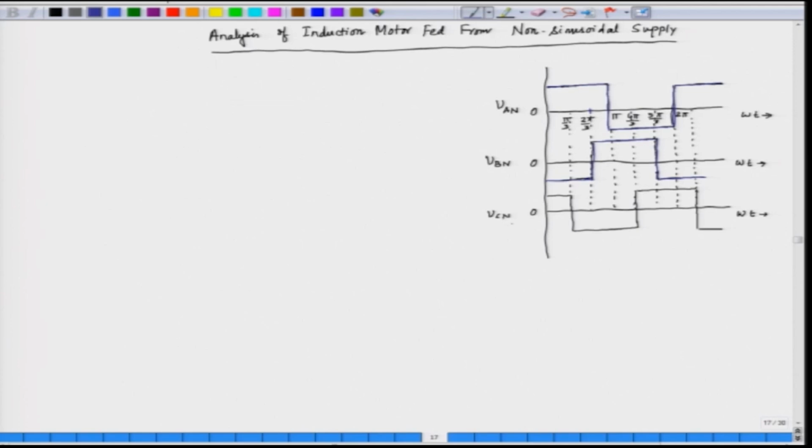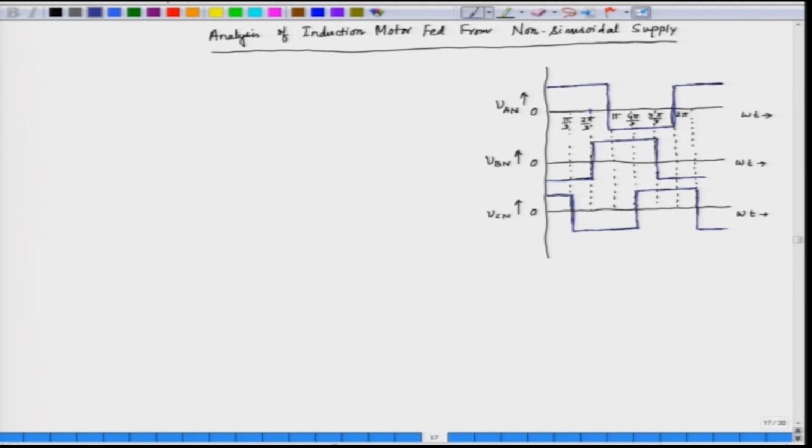Similarly, these are the 3 voltages VAN, VBN and VCN, and VCN is also a square wave which is shifted from VBN by 2 pi by 3 or 120 degree. So, this is supplied from a square wave inverter.